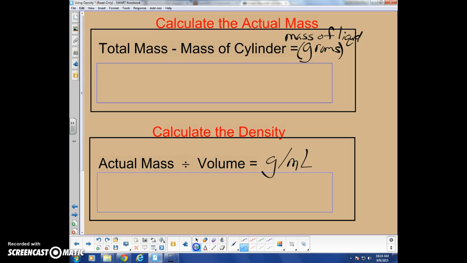If you are finding the density of a regular object and you found volume using a ruler and the length times width times height formula, then you're again going to have the units of grams per cubic centimeter.